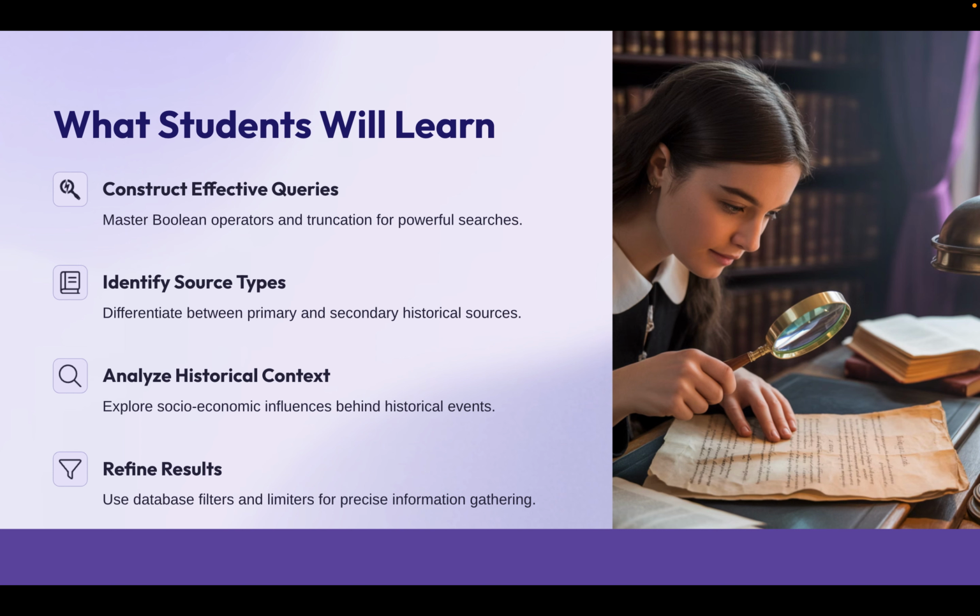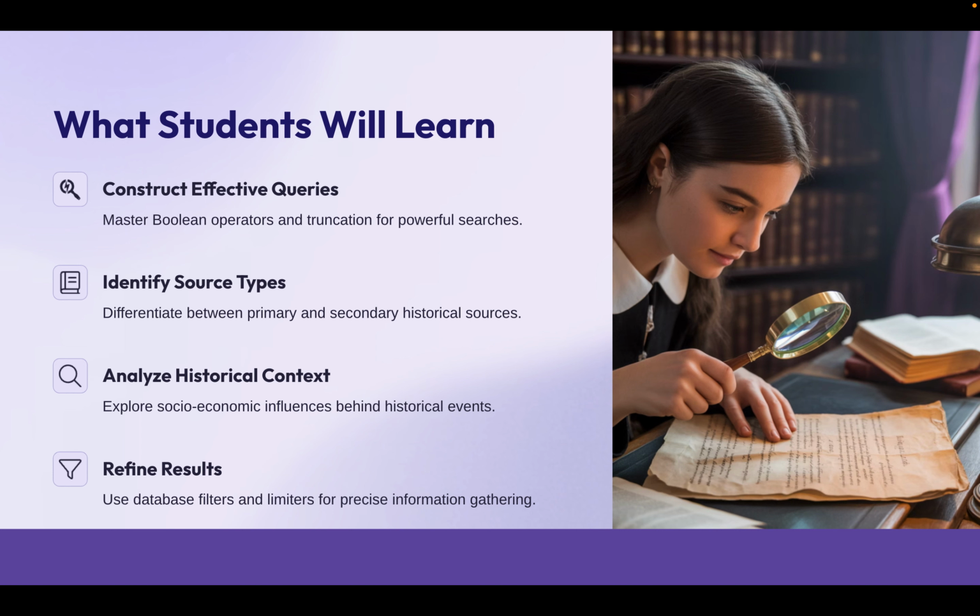Let's take a closer look at the 4 primary learning objectives of this tutorial. First, students will learn how to construct effective search queries using Boolean operators like and, or, as well as truncation symbols like the asterisk. These search techniques expand or narrow results and are essential for navigating academic databases efficiently. Second, students will identify and differentiate between primary and secondary sources. This is a key historical thinking skill.